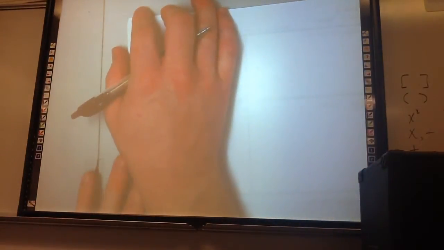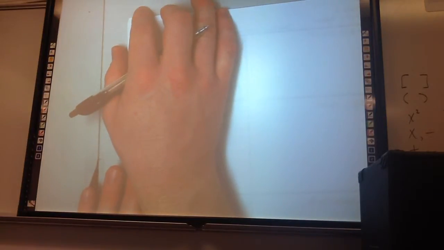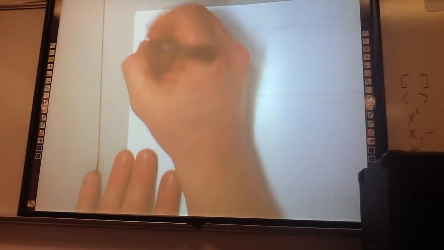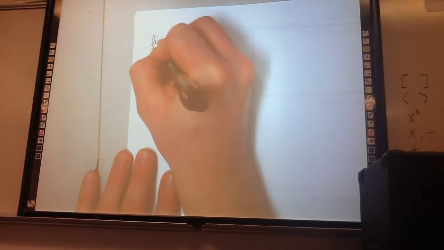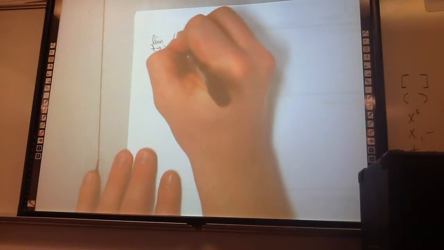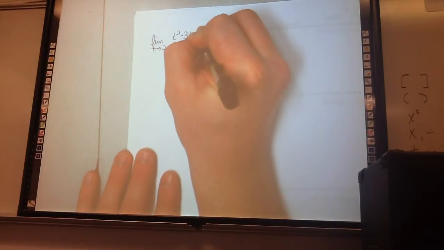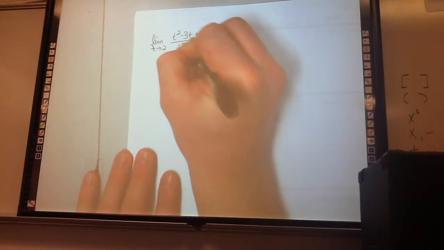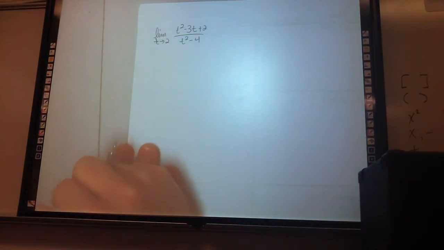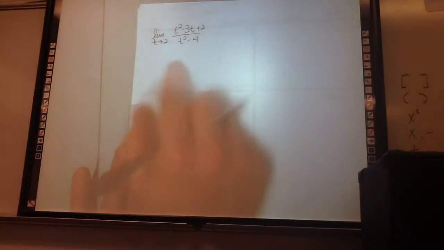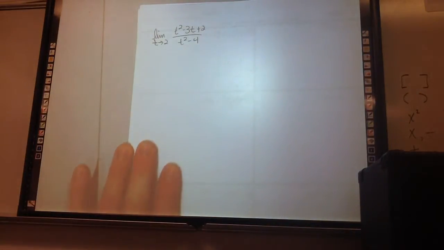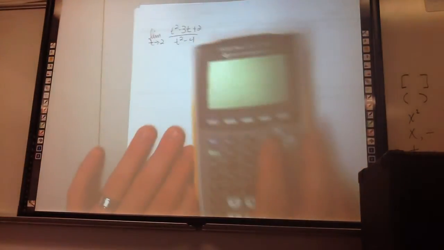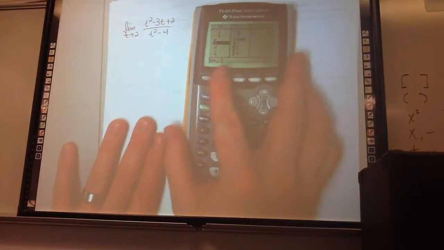In fact, I don't even know if I should do this one next. Yeah, let's do it. Do this one on your graphing calculator. The limit as t approaches 2 of t squared minus 3t plus 2 divided by t squared minus 1. Can you plug it in? Can you just use substitution and plug 2 in for t? No, you're going to get 0 on the bottom. Well, let's use our graphing calculator and see if there is a limit. Remember to put parentheses around the top.